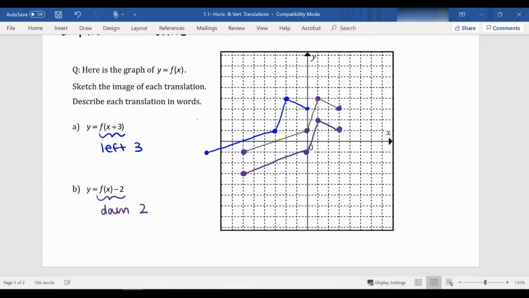So we can see here that the purple graph has simply been moved down by 2 units.